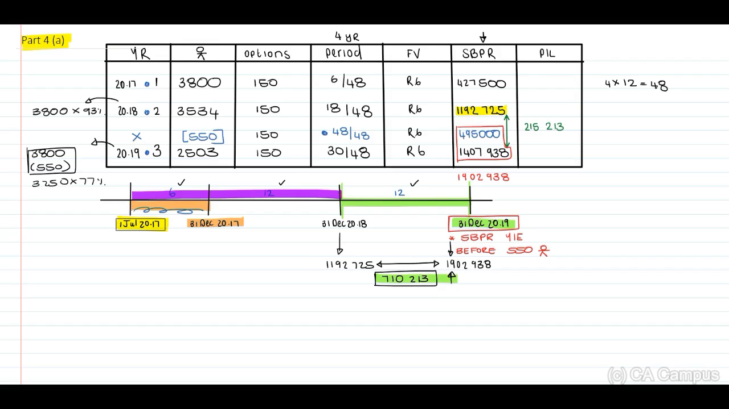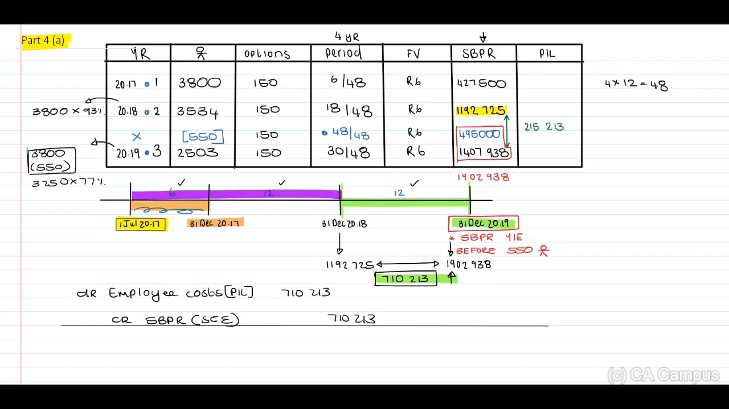Therefore, our journal entry will be to debit our employee costs in our profit and loss, to credit our share-based payment reserve in our statement of changes in equity with a 710,213. Remember, please, you may not use abbreviations. You need to write this out.